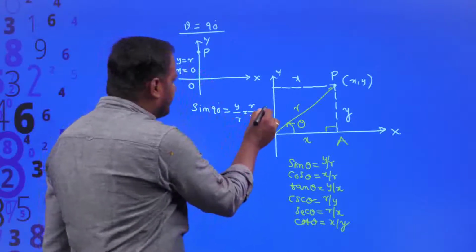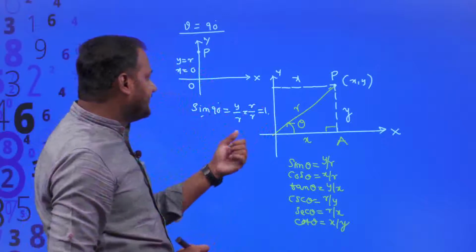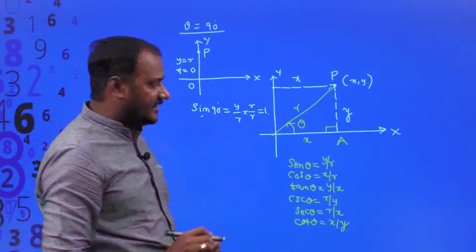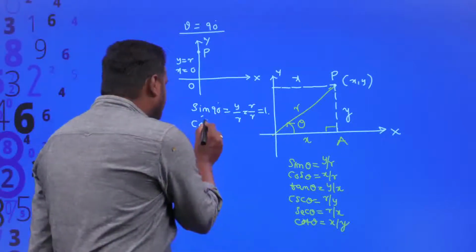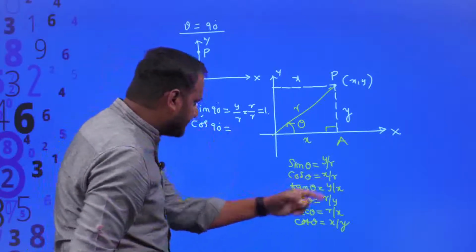So r by r is going to be 1. Therefore the value of sine 90 degrees is equal to 1. Coming to cos. So what is cos 90 degrees? Theta equal to 90, x divided by r.